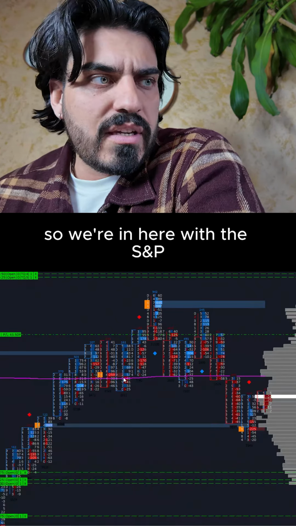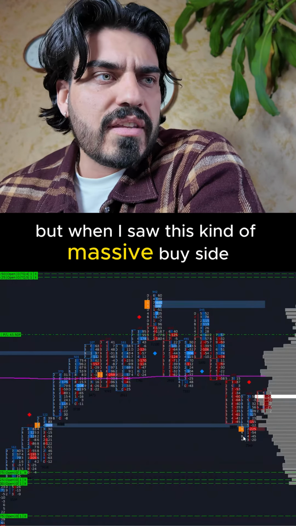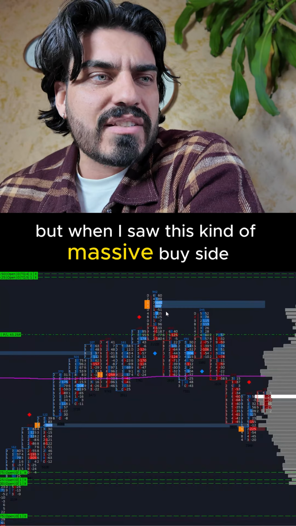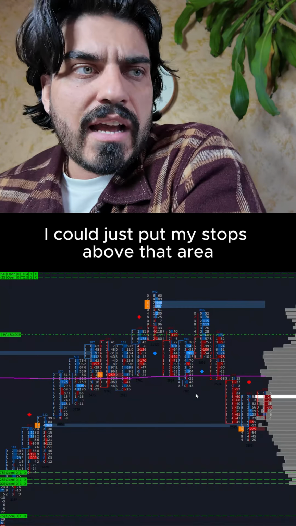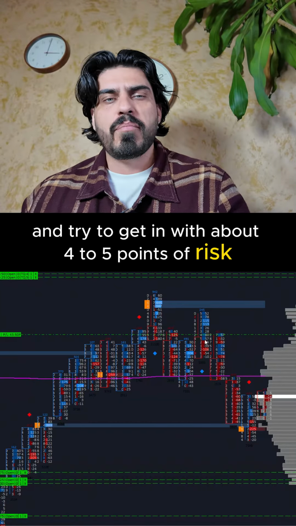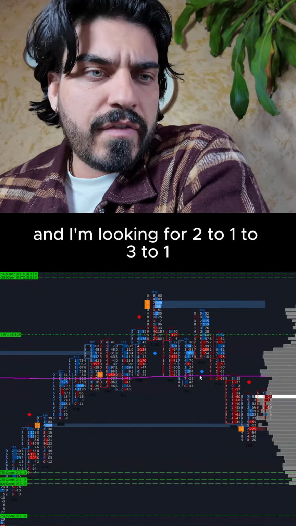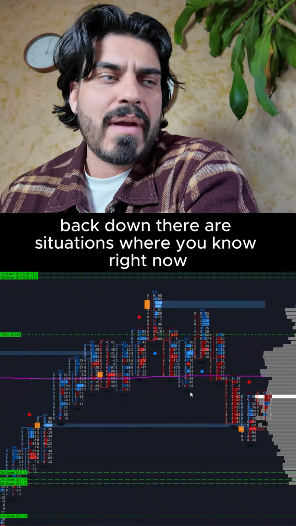So we're in here with the S&P. It's still kind of just chugging along, moving along. But when I saw this massive buy side get rejected super aggressively into that block of delta, I could just put my stops above that area and try to get in with about 4 to 5 points of risk. And I'm looking for 2 to 1, 3 to 1, so we can see if we can actually get that rollover back down.